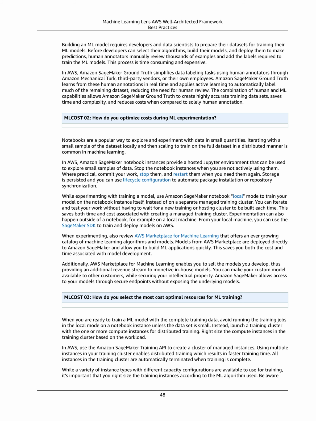While a variety of instance types with different capacity configurations are available to use for training, it's important that you right-size the training instances according to the ML algorithm used.